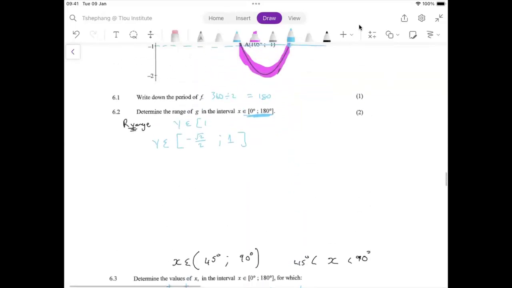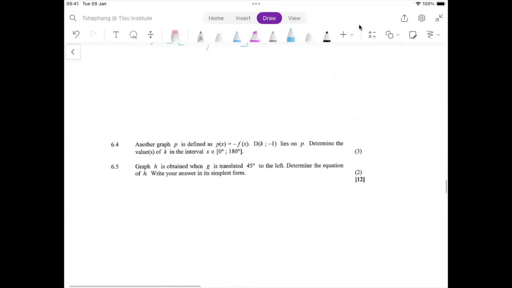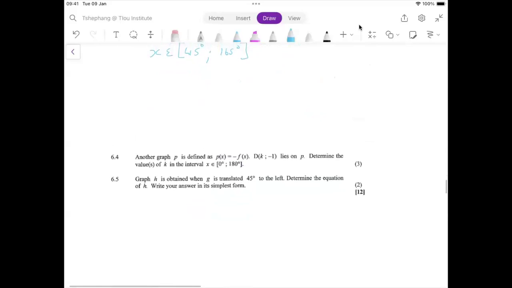Okay, hoping that is clear. Now, next question. Another graph P is defined as P of x is equal to minus f of x, and the coordinates of D are k and minus 1 lies on P. Determine the value or values of k in the interval x an element between 0 and 118. Okay, so that shouldn't be too much of a problem.